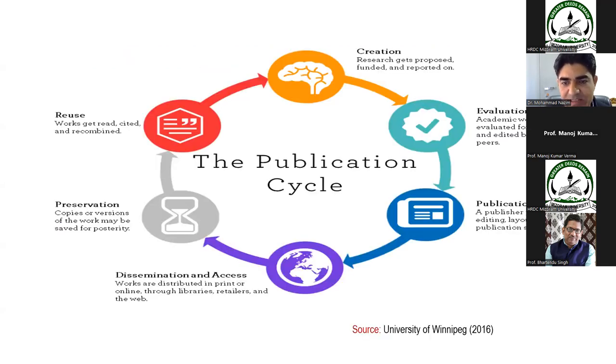But here the process and the life cycle of scholarly communication can be understood. We start with some ideas and we try to create our research, which is submitted for funding. Then it is sent for evaluation, that is academic evaluation or the peer review process. Then finally it is published. After publication, it is disseminated, basically through libraries as well as online databases and different other mediums through which the published research can be disseminated and accessed. We can preserve it for future use, and then the published work may be reused by other scholars. So this is the whole process of scholarly communication.